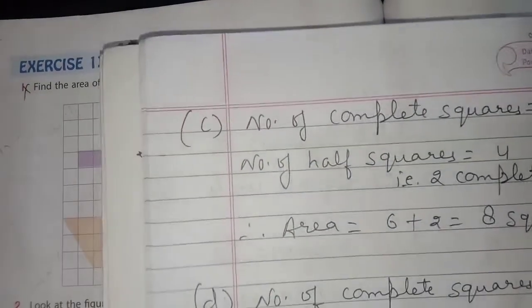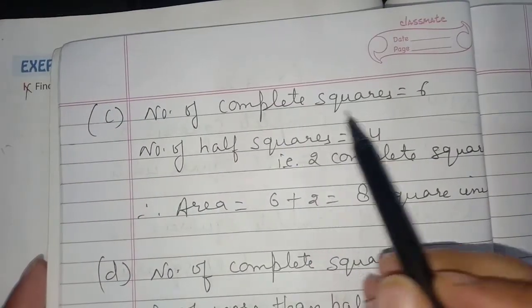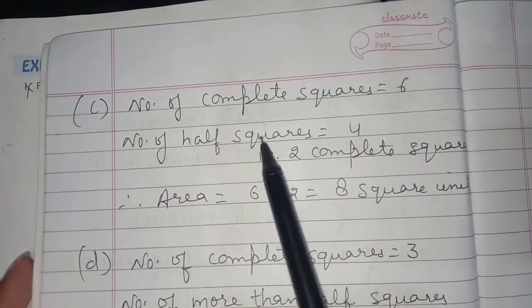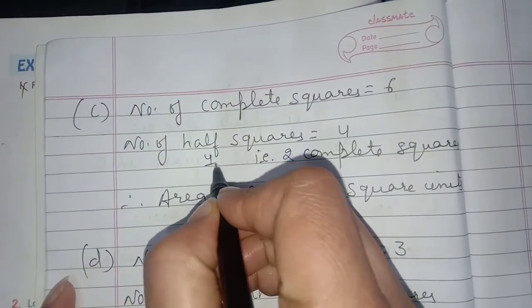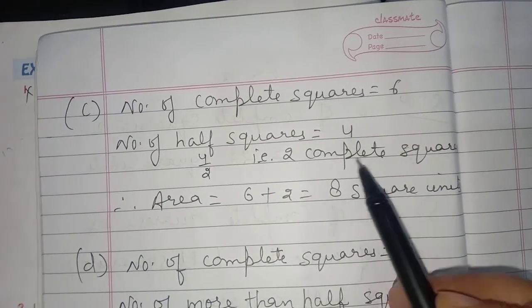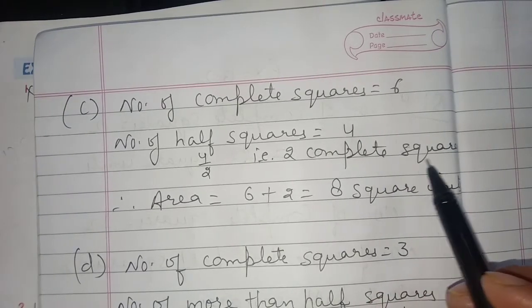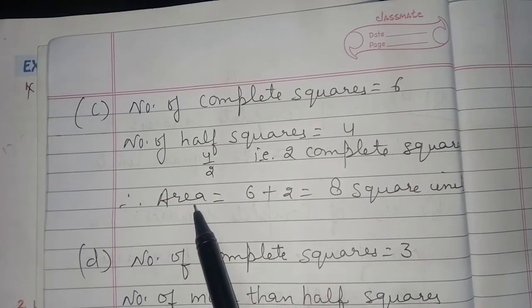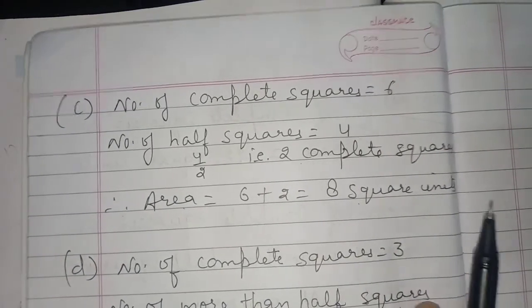So let us see how to write. Number of complete squares 6, number of half squares 4, that is 2, means 4 divided by 2. So 2 complete squares, we have to divide it by 2 and then we have to consider it as complete squares. Therefore area will be 6 plus 2 means 8 square units.